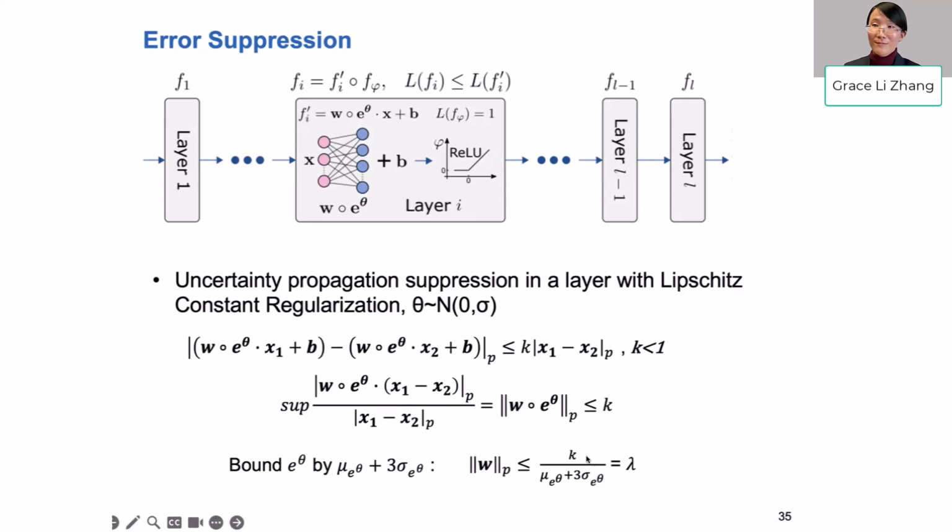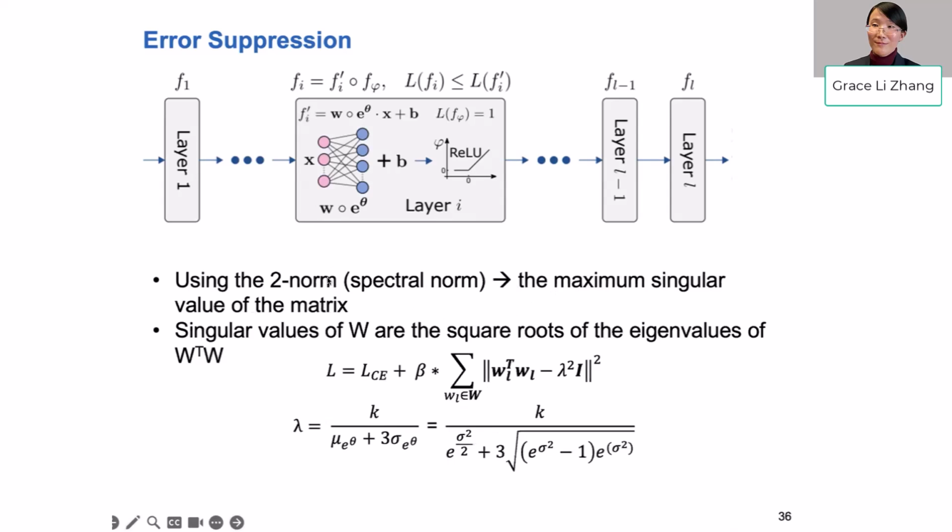But here is a question: how can we restrict the p norm of a weight matrix during training? We solve this problem in a simple way, using the 2 norm, which is also the spectral norm, and also the maximum singular value of the matrix. And the singular values of the weight matrix are also the square roots of the eigenvalues of W transpose W, so we add penalties into the neural network training. So we push the square roots of these eigenvalues of W transpose W to be lambda as much as possible. To balance, we add a coefficient to balance the original training and this penalty.